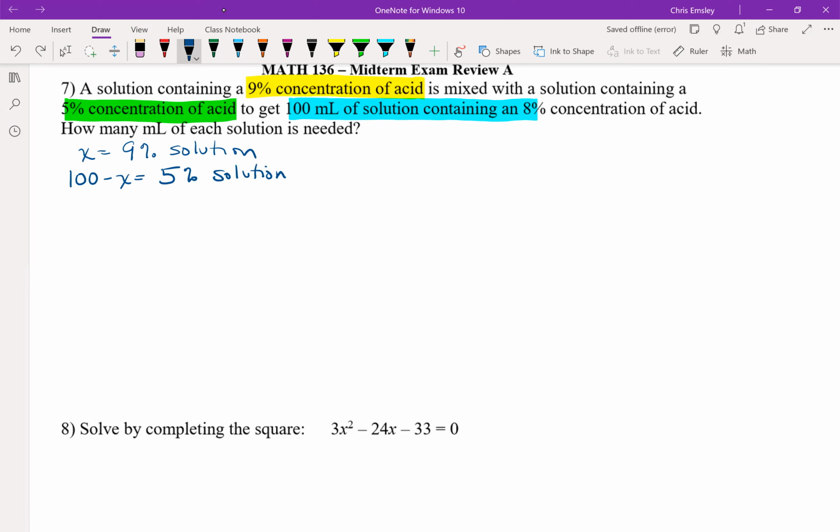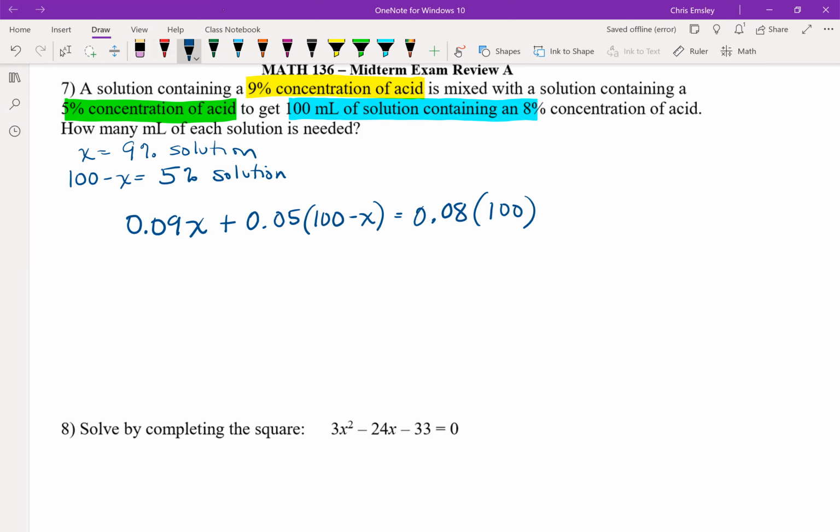Our equation is how much acid is in each solution. So we know that 9% of this one is going to be acid. So that's 0.09 times x, the number of milliliters, plus the acid in the second one, that one is 5%. Oops, not 0.5, that would be 50%, 0.05 times the amount of that solution. And that has to equal 8% times the amount of the final product. We have 100 milliliters of that final product.